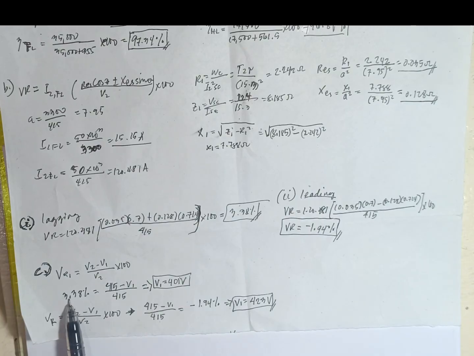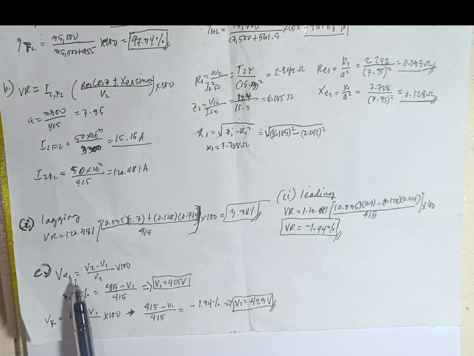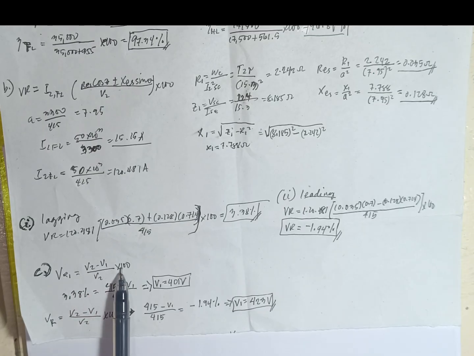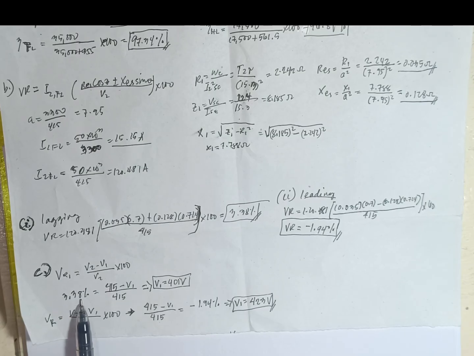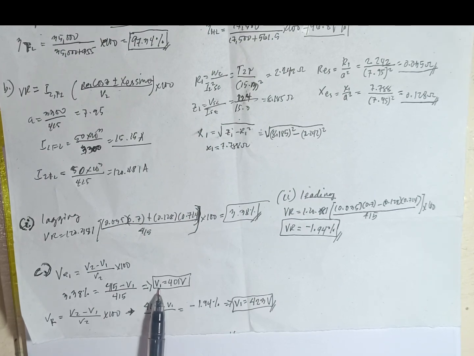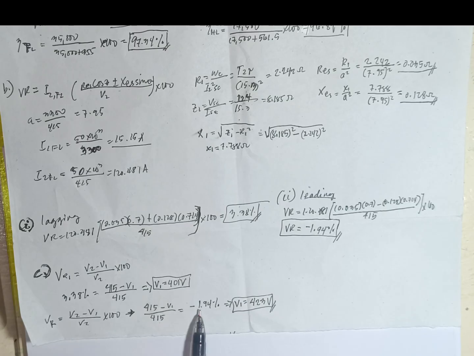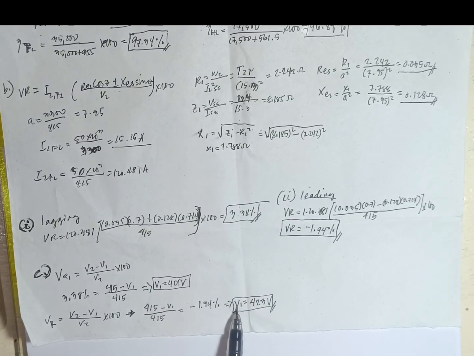Answering part C, the voltage regulation is V2 minus V1 over V2 times 100. So 3.38% is equal to 415 minus V1 over 415. So V1 is equal to 401 volts. And by using the voltage regulation of negative 1.94%, we get V1 equal to 423 volts.